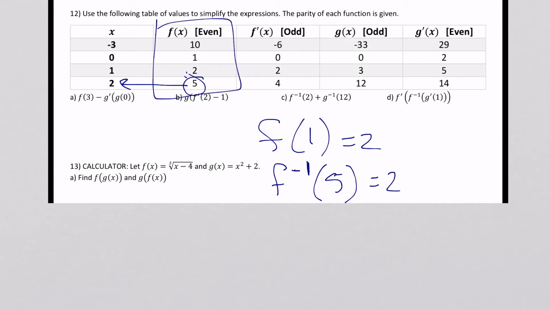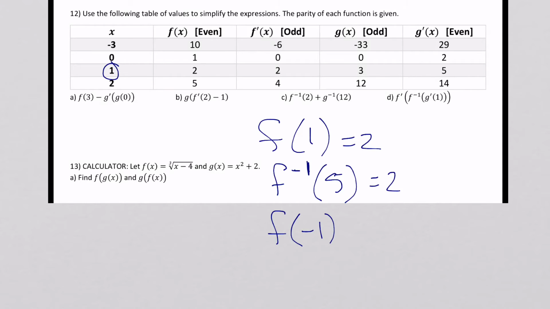And then one last type of thing, what if it said f of -1? Well, that says go to the x value of -1, and we have a problem because there is no x value of -1. But there is an x value of +1. So we know that f of +1 is 2, which means f of -1 is also 2 because f is an even function. An even function means opposite x values, the same y values.